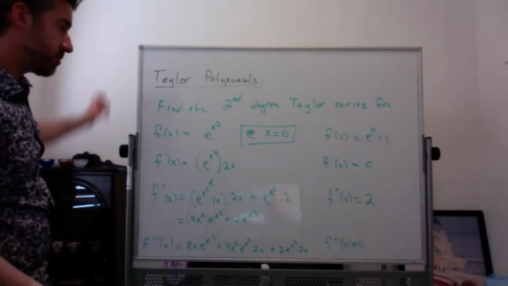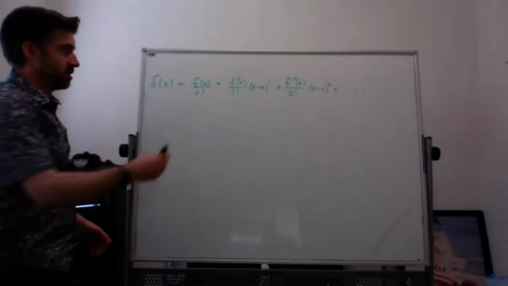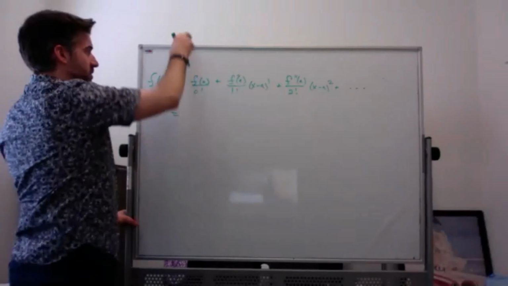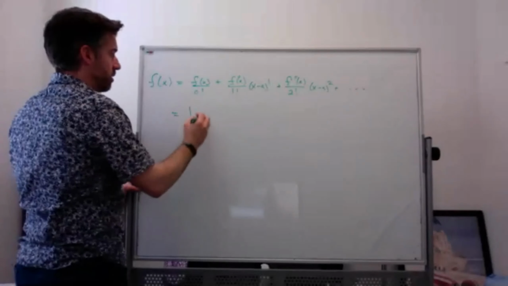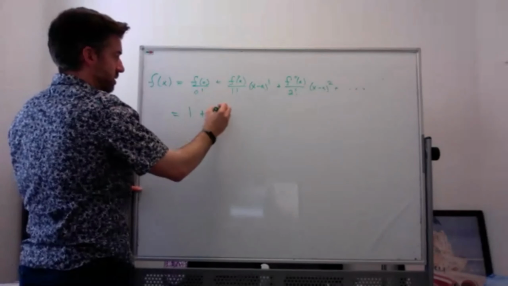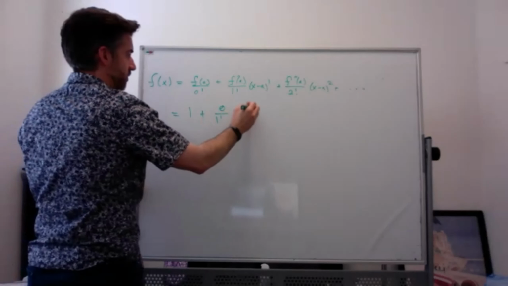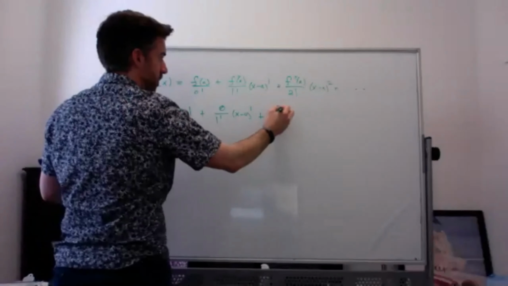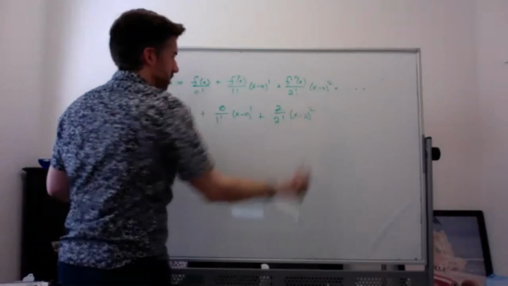Okay, so here's what this is looking like. This is my general formula, and I'm just going to plug in what I know. So I know that f of 0 was 1. We get 1 plus f prime of 0, which was 0, over 1 factorial times x minus 0 to the first. And then the second derivative was 2 over 2 factorial times x minus 0 squared.